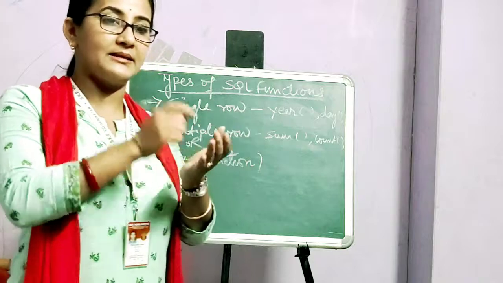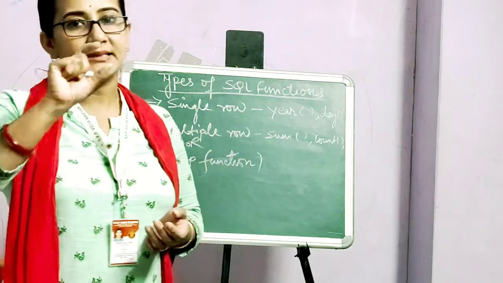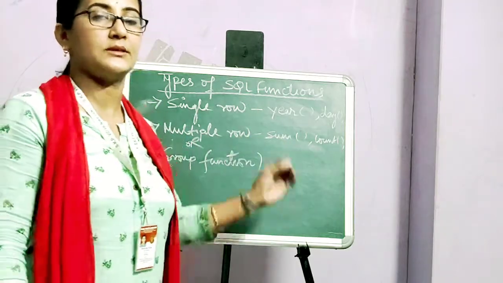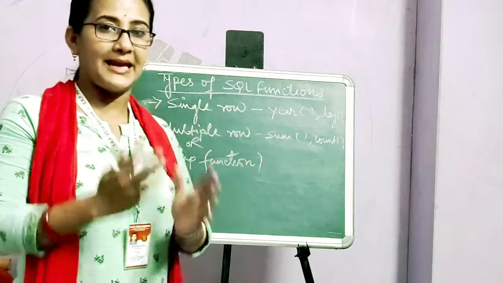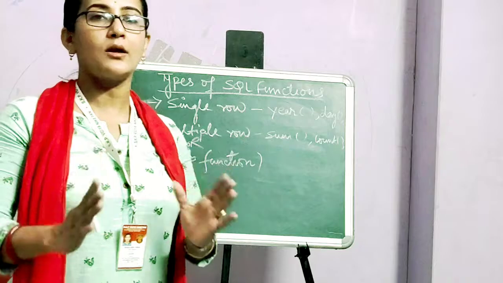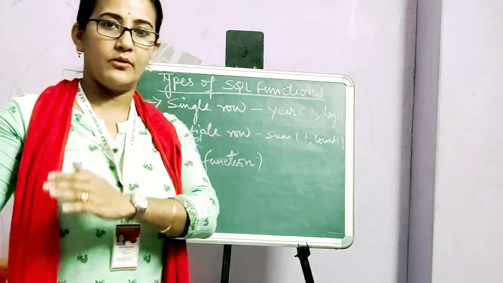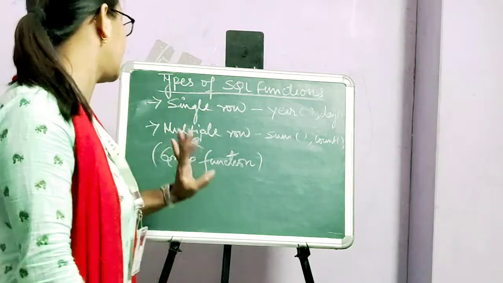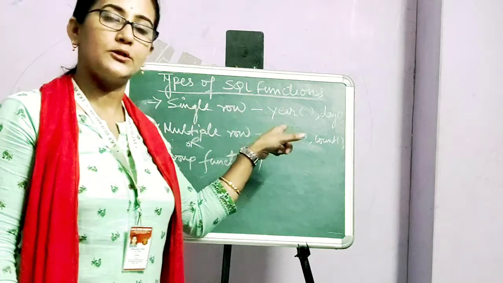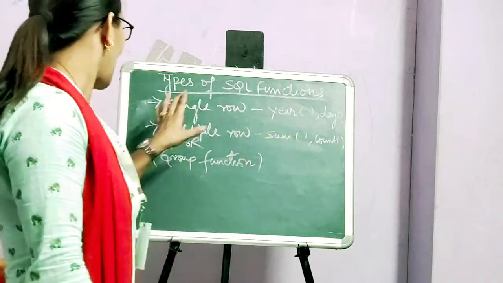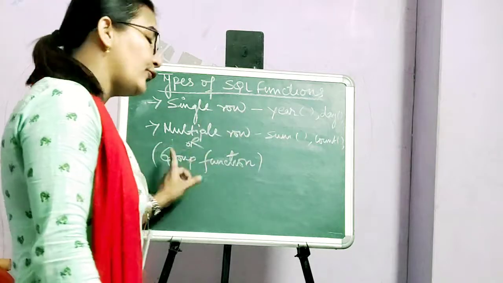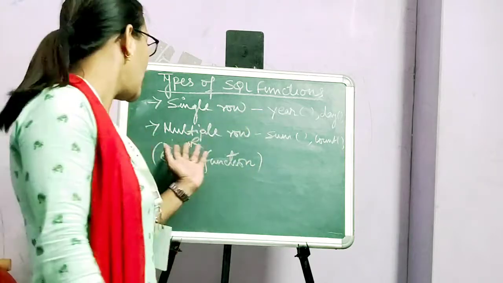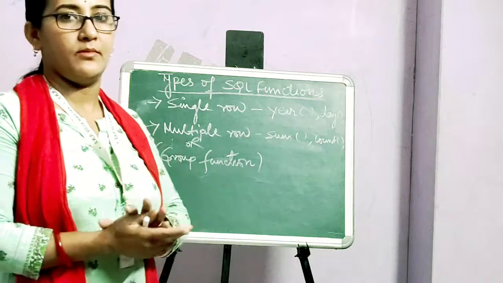A single row function works on a single row and gives the result, whereas multiple row functions, which we will understand elaborately today, work on multiple rows, meaning they give results for a group of rows. Single row is also known as scalar functions, and multiple row is also known as group function, or one more term, aggregate functions. Aggregate function, group function, or multiple row, these are all the same thing.